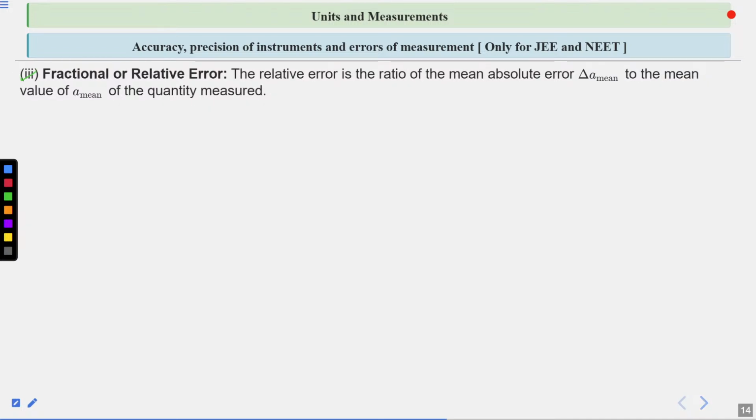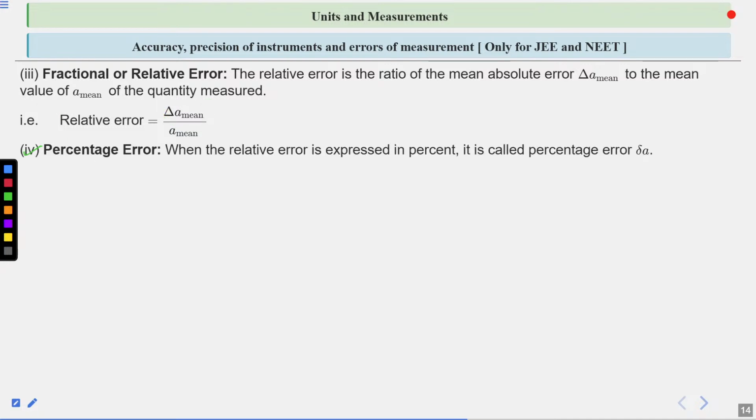Third is fractional or relative error. The relative error is the ratio of the mean absolute error, that is delta A mean, to the mean value A mean of the quantity measured. So the representation of the fractional or relative error is this: relative error is equal to delta A mean divided by A mean. This is the formula to calculate the relative error: the mean absolute error divided by the mean value of the given data.